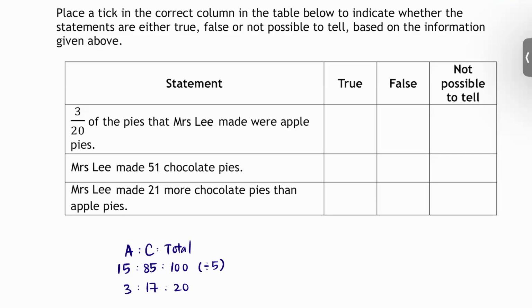Okay, so we're told 3/20 of the pies that Mrs. Lee made were apple pies. This is true, because we have 3/20. Next, Mrs. Lee made 51 chocolate pies. So let's check. It could be 17, it could be 34, it could be 51, as long as this is a multiple of 17.